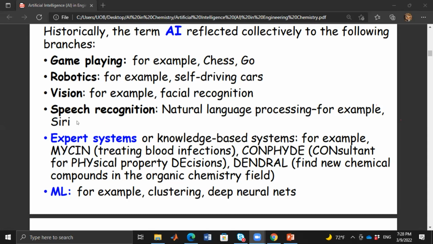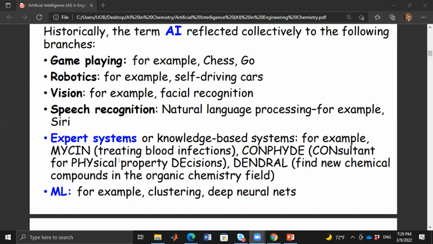Speech recognition, like Siri. This is very famous, even now people know Siri, which is basically again based on speech recognition. Expert systems and machine learning. These two in particular are very relevant to us as chemists and chemical engineers. And there are lots of examples. By the way, these examples are not new.